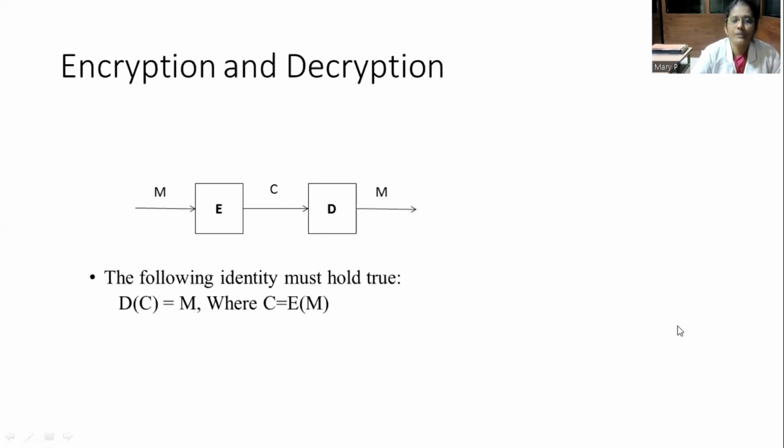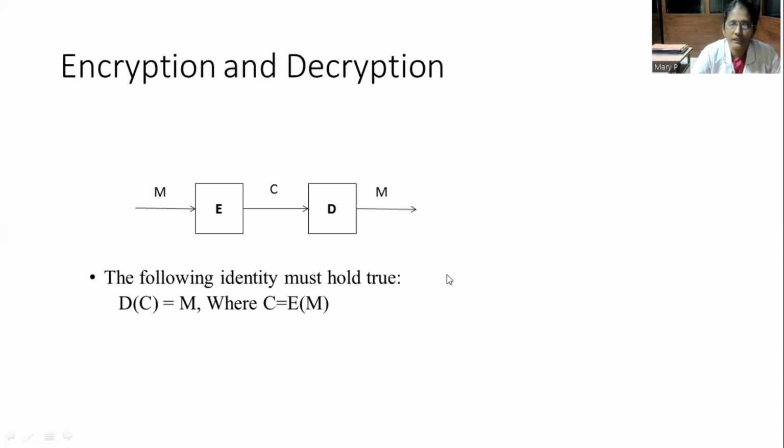How do you do the encryption and decryption process? This is the encryption algorithm. This is the decryption algorithm. For the encryption algorithm, you pass the original message, and that message is converted into ciphertext. Then that ciphertext is passed as an input to the decryption algorithm. After performing the decryption algorithm, you get the original message. So D of C is equal to M. That means decryption of ciphertext is equal to the original message. Here, what is C? C is nothing but the encrypted message.